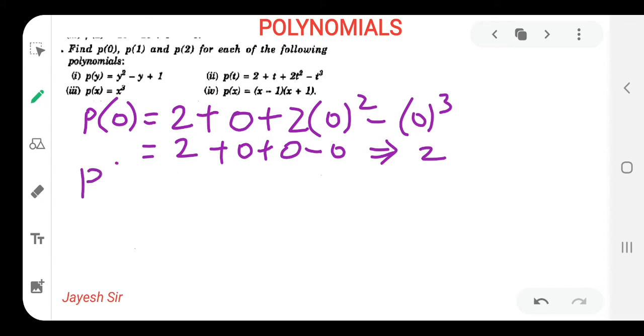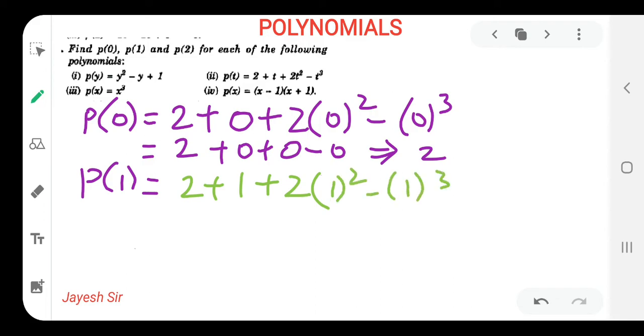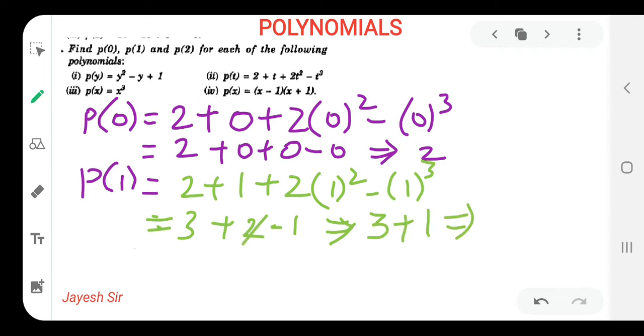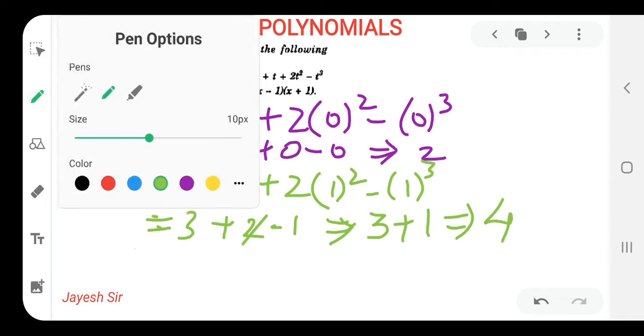So now put the value of variable as 1. 2 plus, let me change the color for your convenience. Now 2 plus 1 plus 2 into 1 square minus 1 cube. Now 2 plus 1, 3. 2 into 1 square, that means 2, minus 1 cube, that means 1. I want to give 1 rupee to my friend, but I am having 2 and 3 in my pocket, so I will give it from here. So it will remain with 1 only. So total I am left with 4 rupees.